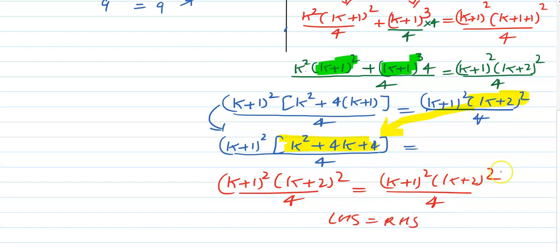It means we assumed that it is true for n equal to k, and we have shown that it will be true for n equal to k plus 1. Any question, guys? No. Okay, let's take one more question.